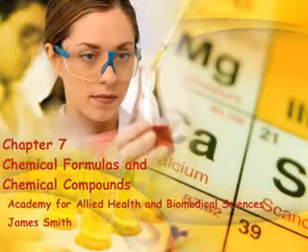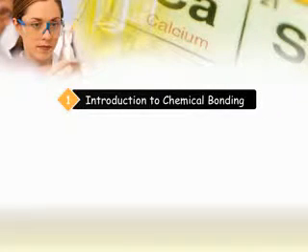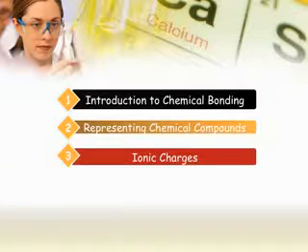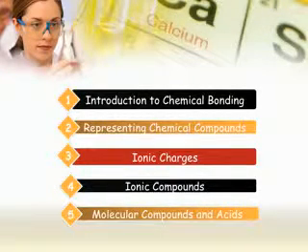Okay, now we're going to move into section 4, chapter 7. We're going to actually start taking a look at naming ionic compounds and taking our way through. Again, as you recall, to just get a brief recap, we've started with an introduction to chemical bonding, followed by a look at representing chemical compounds. Then we did ionic charges. Now we're going to see how we put this all together and write ionic compounds, write formulas and name them. And then we'll shift over and do molecular compounds and acids.